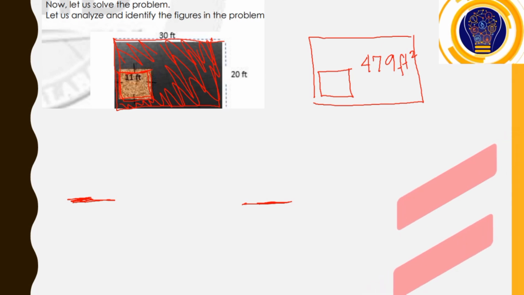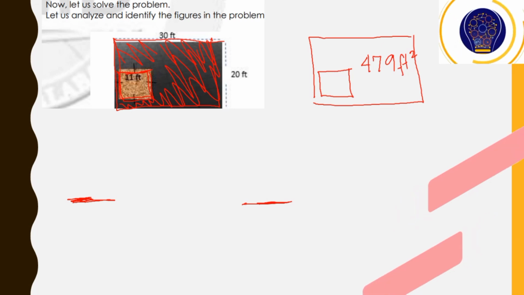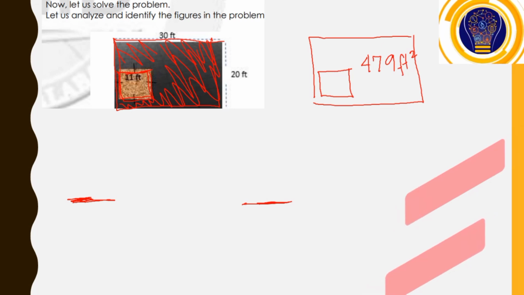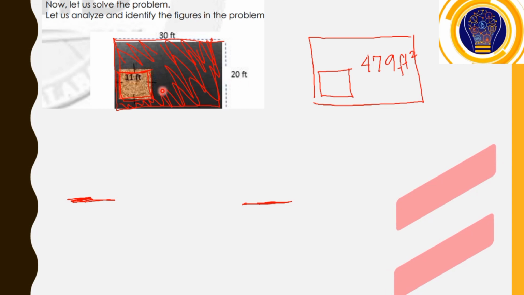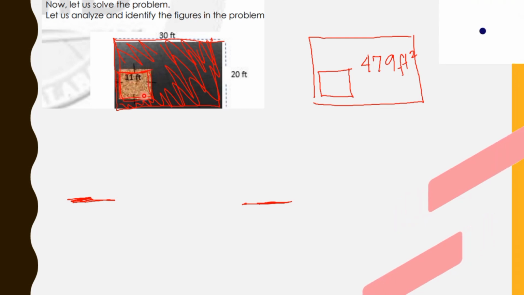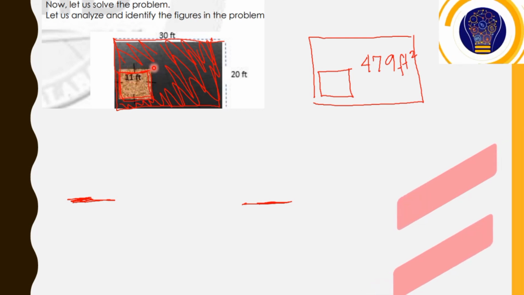Look at the figure here. So we have here a block rectangle whose length is 30 feet and a width of 20 feet. And a square was formed inside the rectangle. Merong square na nasa loob ng rectangle. Paano ba natin malalaman na square ito?